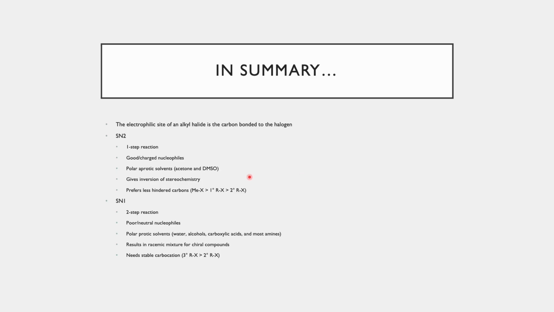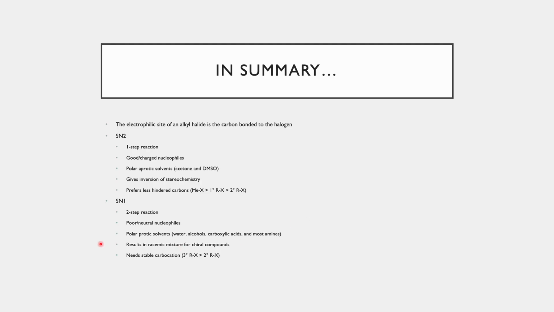We also need to pay attention to the carbon and how hindered or unhindered it is. Methyl halides are going to be most favoring of SN2, while a tertiary won't even occur in an SN2 reaction, but methyl halide, then primary, then secondary. And then SN1 is that two-step reaction that forms the carbocation that's susceptible to nucleophilic attack. We see those in reactions with poor or neutral nucleophiles, neutral as in uncharged nucleophiles, and reactions that occur in the presence of polar protic solvents, such as water, alcohols, carboxylic acids, and most amines.